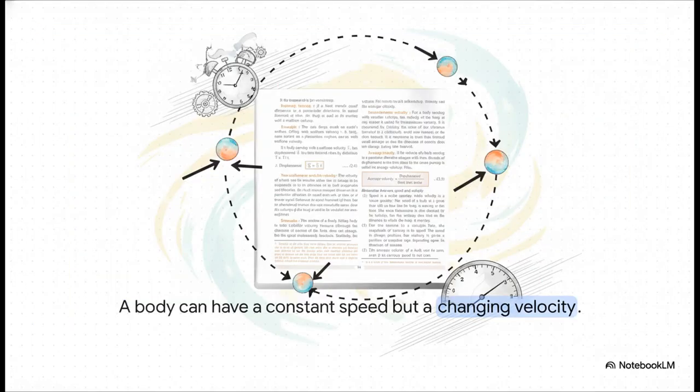Now this is where it gets really interesting. Look at this object moving in a circle. It could be moving at a perfectly constant speed, let's say 10 meters per second, the whole way around. But because its direction is constantly changing, right? First it's going up, then left, then down. Its velocity is also constantly changing. So you can have a constant speed, but a changing velocity at the same exact time.